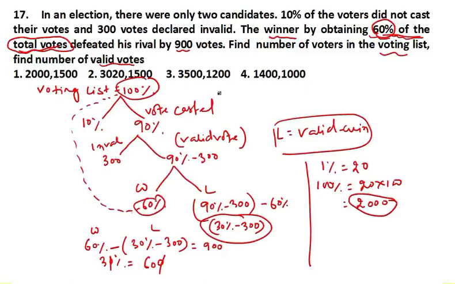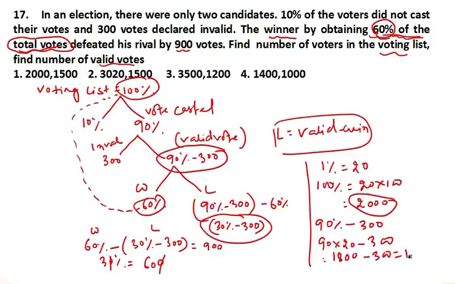Now what is the valid vote? The valid vote is this one. 90% minus 300 is my valid vote. So 1% is 20. So what will be 90%? 90 into 20 minus 300. So just multiply and get your answer. This will become 1800 minus 300, so it will be 1500. Though you could have taken the answer after solving this only, just to make you understand, I have solved all this process.